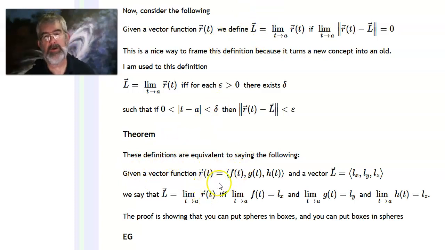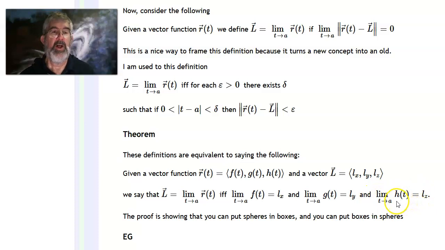That if you have a vector function, we're going to talk about the components now, f of t, g of t, h of t. Now, if I was just in 2D, I'd just do f and g, but I'll do it in 3D here, f, g, and h. And suppose I got a vector L with three components, Lx, Ly, Lz. And we say that L is the limit as t goes to a of r of t if the limit as t goes to a of f of t equals Lx, and the limit as t goes to a of g of t equals Ly, and the limit of h of t as t goes to a equals Lz.